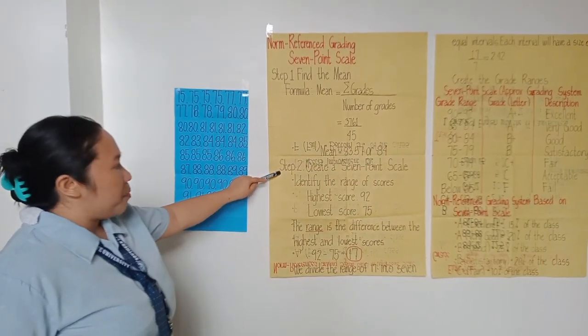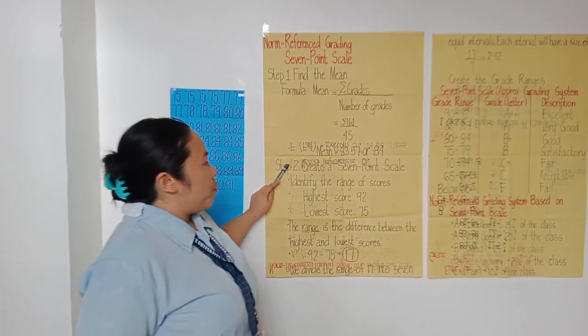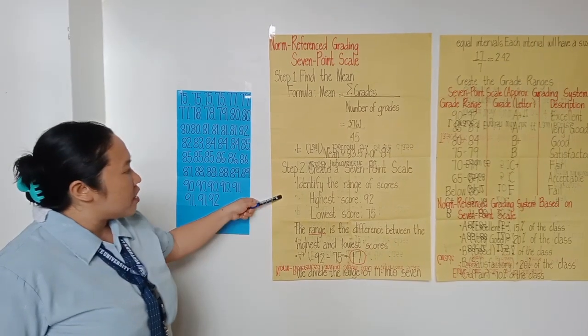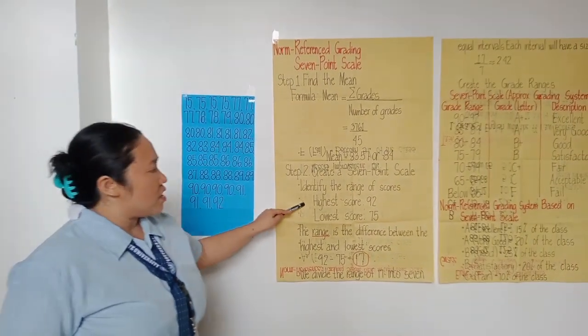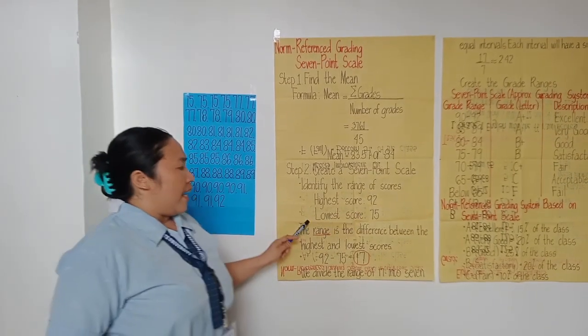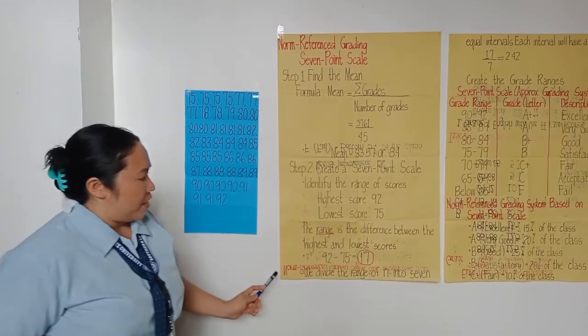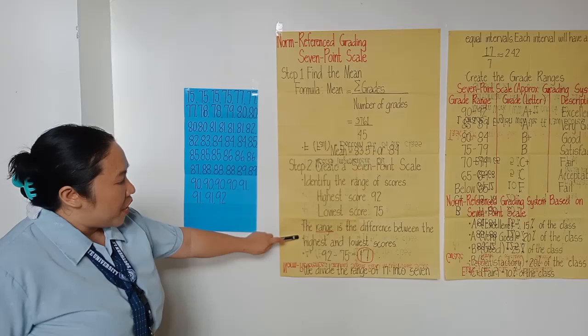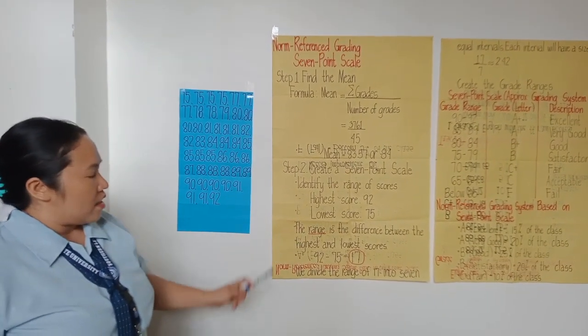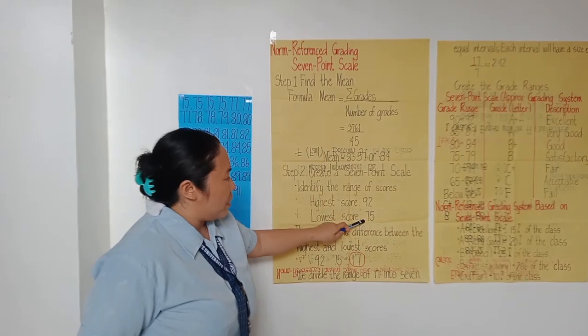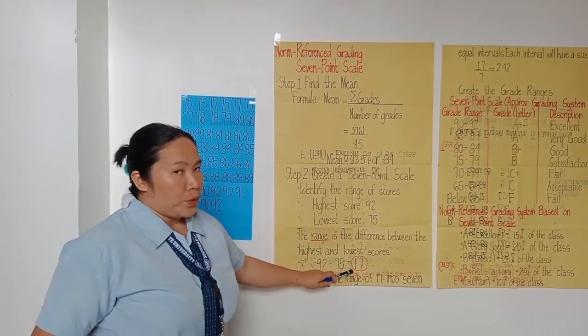Then the second step is to create a 7-point scale. But first, we have to identify the range of scores. So the highest score is 92 and the lowest score is 75. So the range is the difference between the highest and lowest scores. So 92 minus 75 is equal to 17.